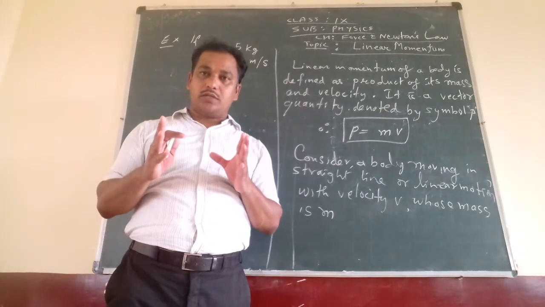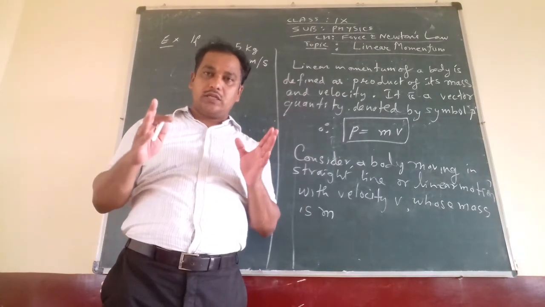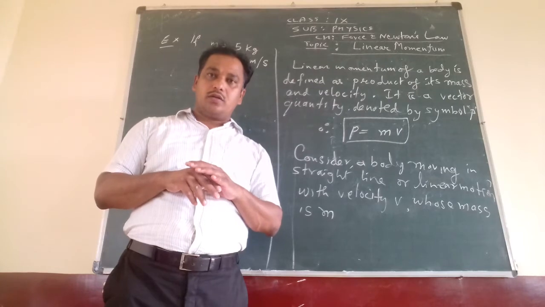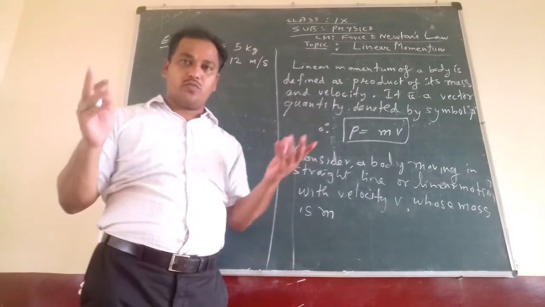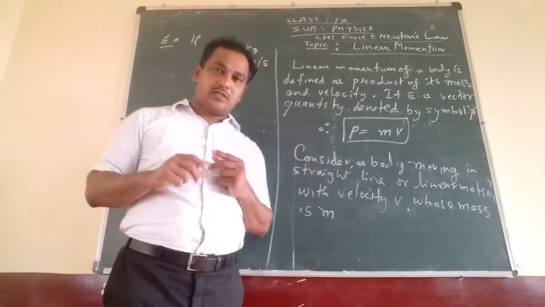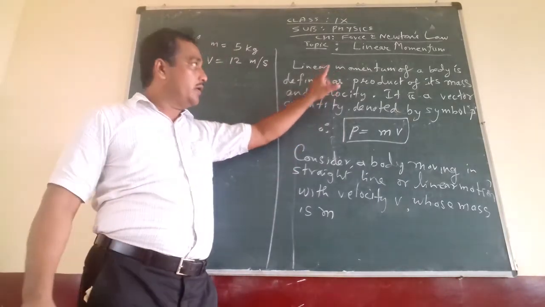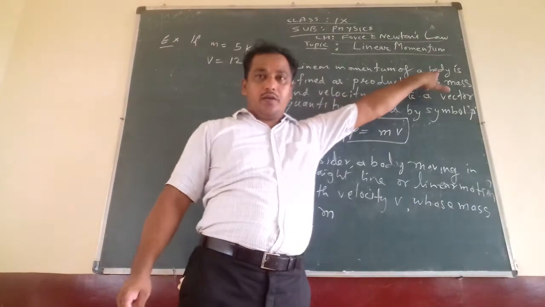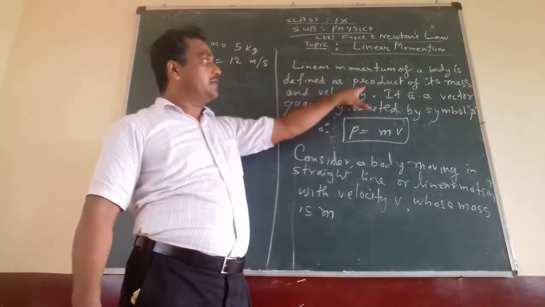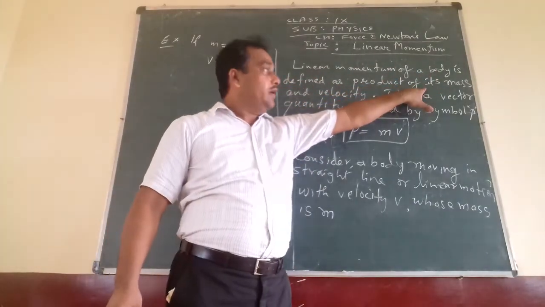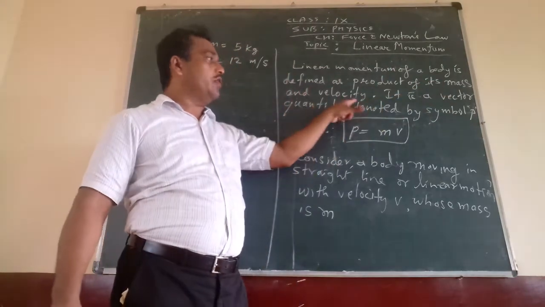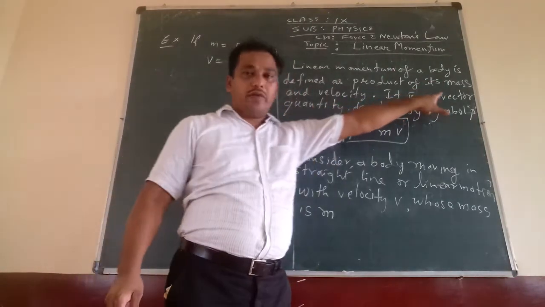Whatever the mass of any object, this much kg, we will multiply it with the velocity with which it is moving, or at rest, whatever the velocity is given, and we will get the momentum. So what is the definition of linear momentum? Linear momentum of a body is defined as the product of its mass and velocity. It is a vector quantity.